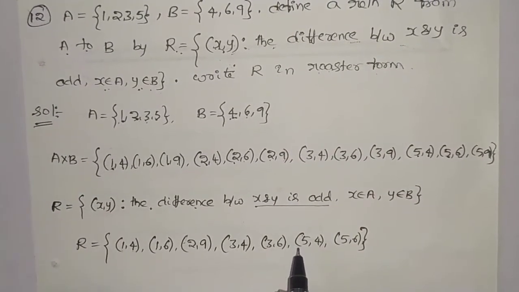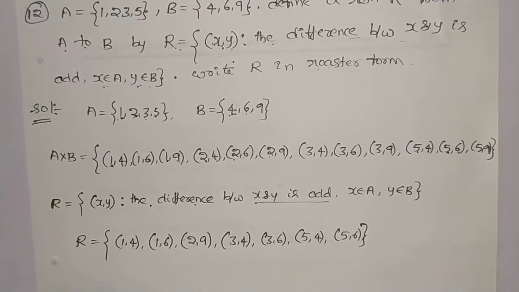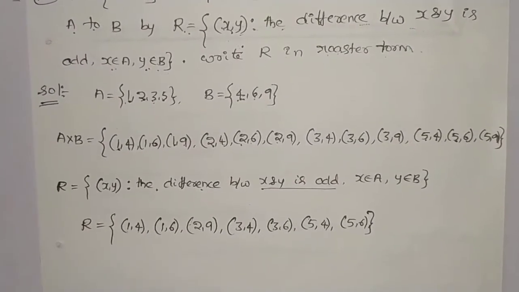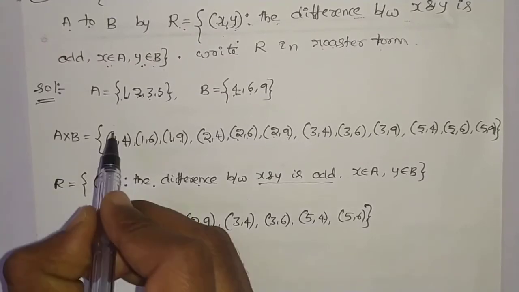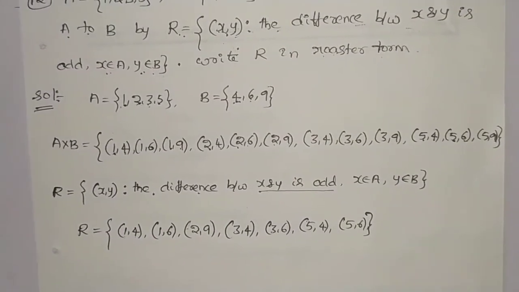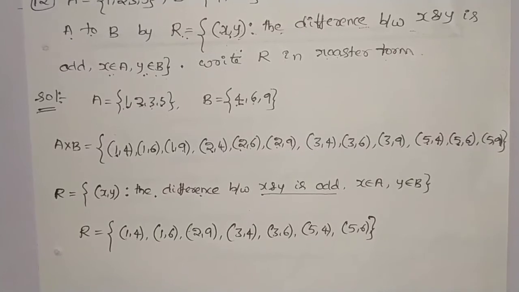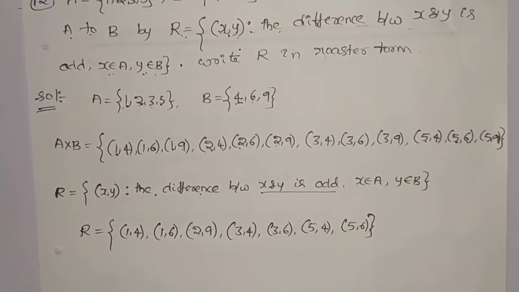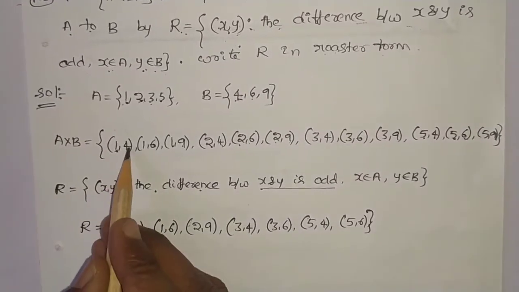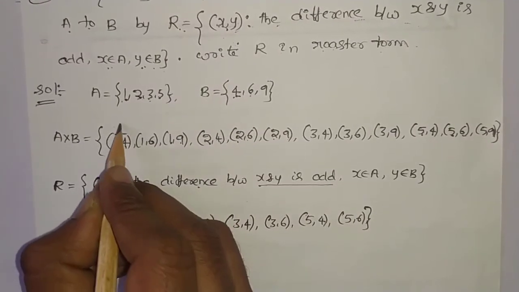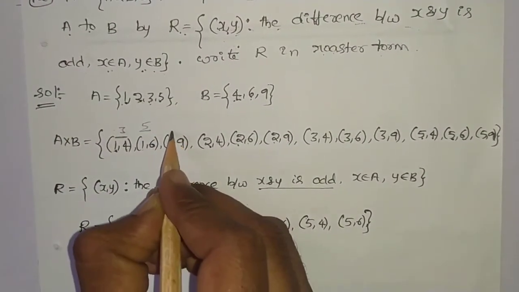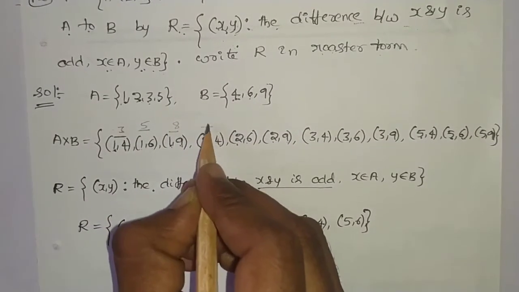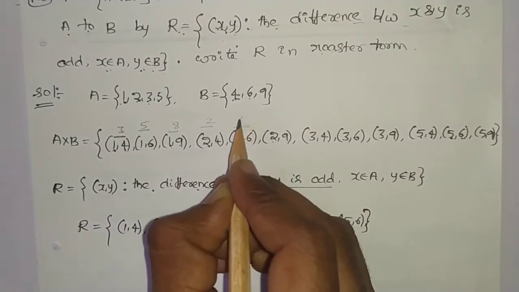Right? If you find a little bit of confusion writing this in roster form, you can write this with a pencil. 4 minus 1 is 3. 6 minus 1 is 5. 9 minus 1 is 8. 4 minus 2 is 2. 6 minus 2 is 4.